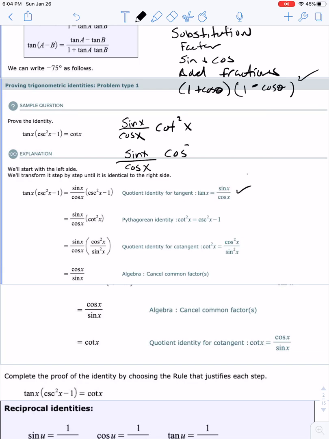So that can be written as cosine squared x over sine squared x, and the reason is the quotient identity for cotangent. And now we can do some simplifying. Cosine x goes into cosine squared x, giving cosine x. And sine x goes into sine squared x, giving just sine x. That's just algebra, and we're done. That gives us cotangent x.